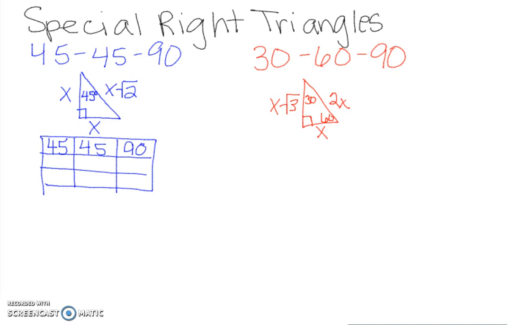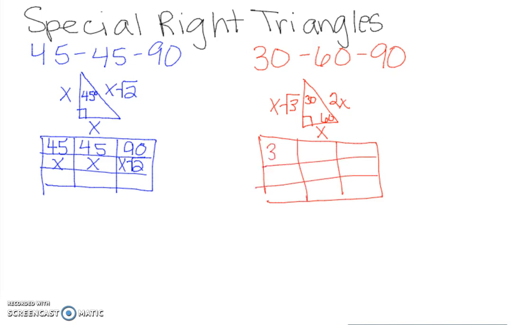And in the second line is going to go the variables. So that's going to be x, x, and x square root of 2. And we will always fill that out for every problem. The third line is going to be when we solve a problem, and we'll show you that here in just a moment.